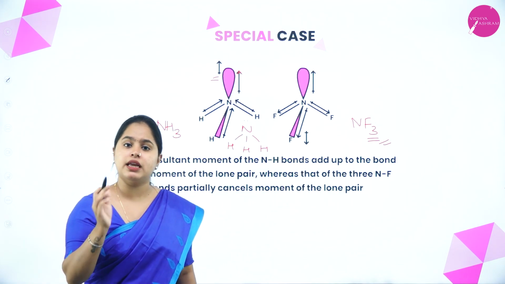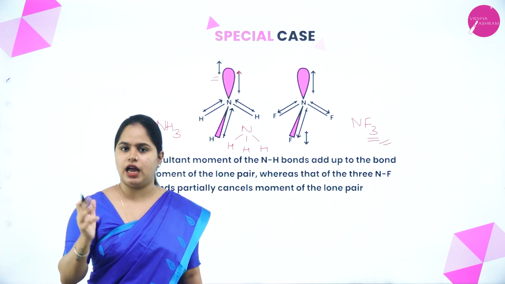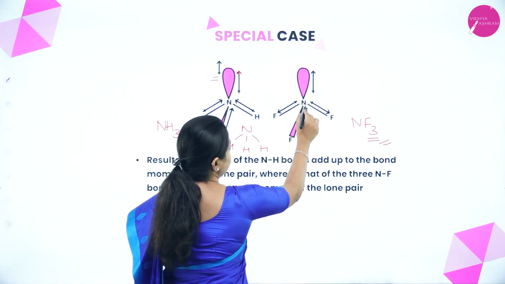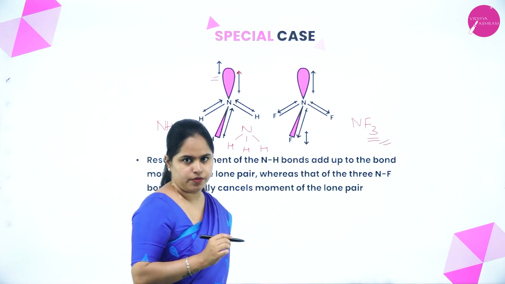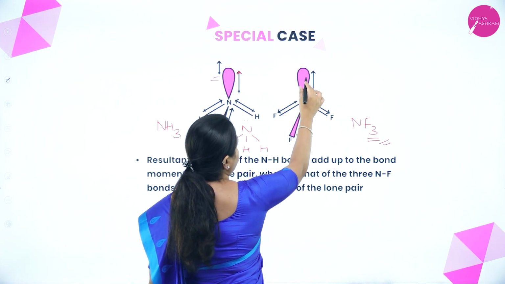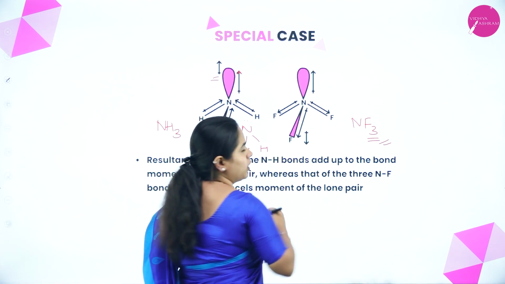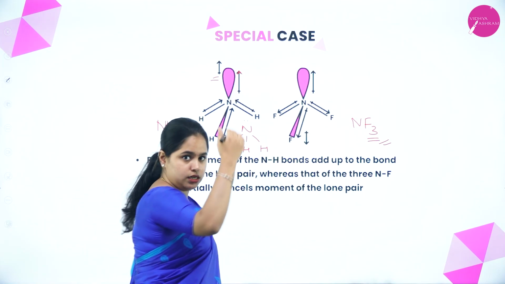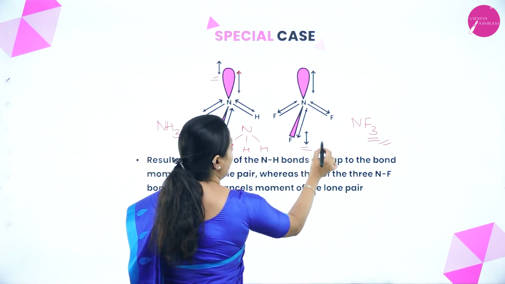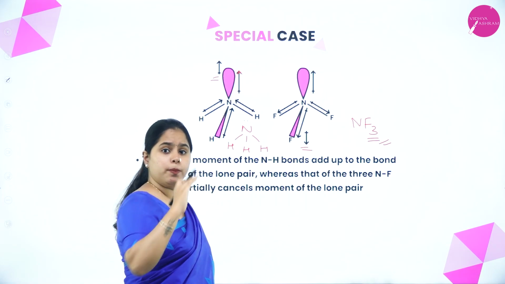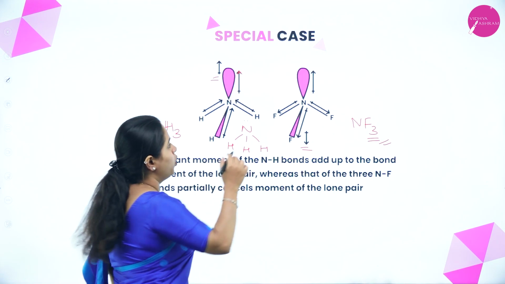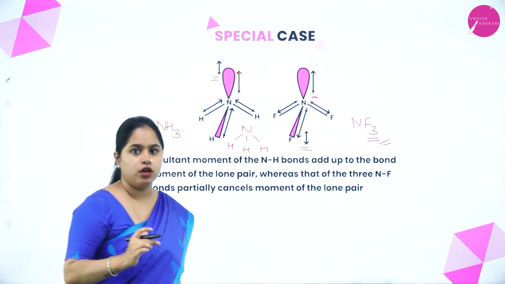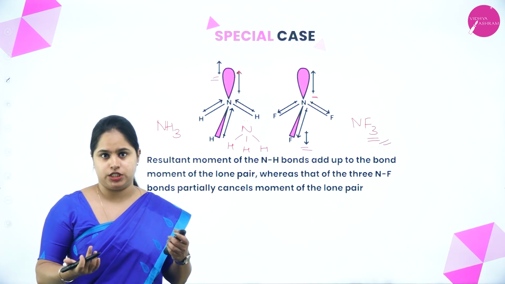We know that comparing nitrogen and fluorine, fluorine is more electronegative. So the dipole direction will be towards fluorine. But in this case, from nitrogen to lone pair, it will be towards the lone pair. So what happens? These three are in this downward direction, and from the nitrogen to the lone pair, the dipole is in this direction. Now one towards top, one towards down. So what happens? It cancels out each other, right?